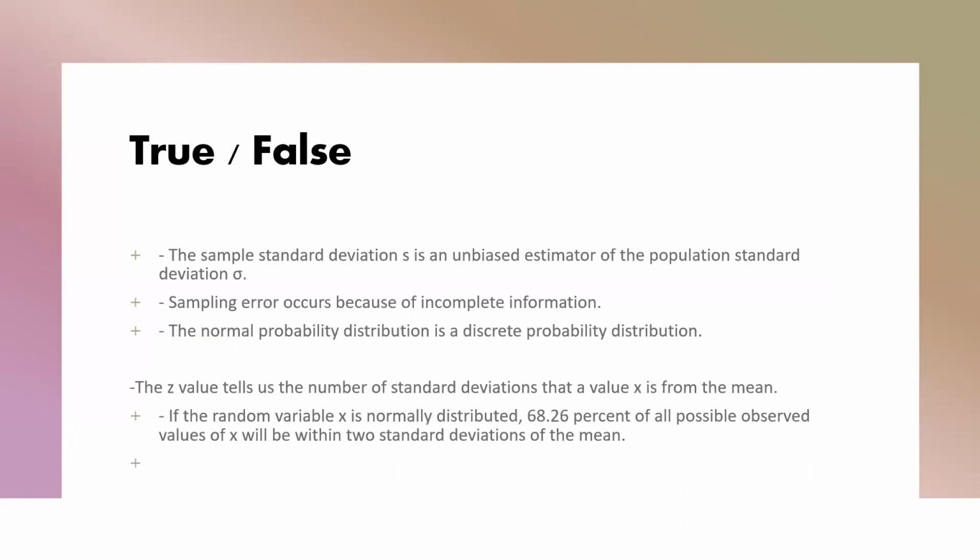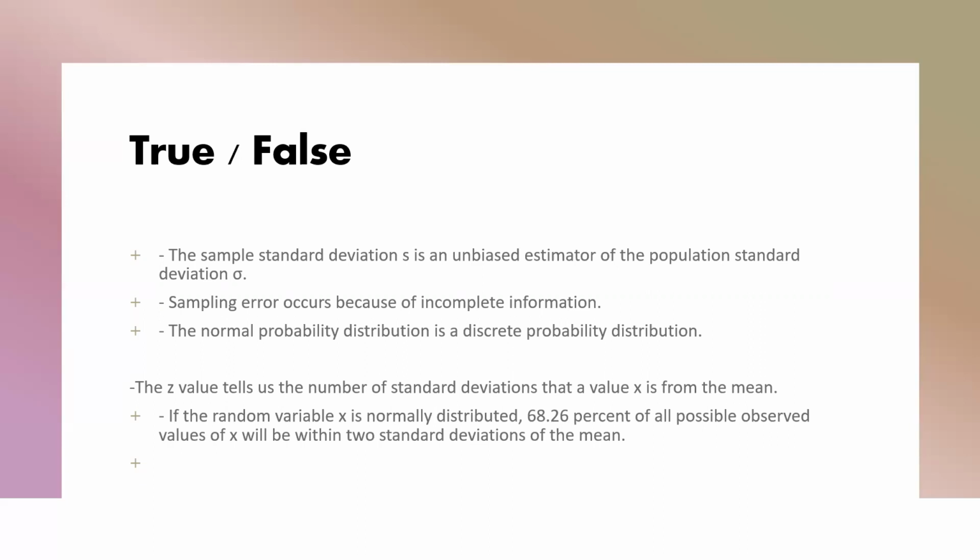The sample standard deviation is an unbiased estimator of the population standard deviation sigma. Well, it wouldn't be exactly unbiased, so this is a very strong term. Therefore, this statement is false. Sampling error occurs because of incomplete information. That's true. When we don't have enough information, we will always have some error.